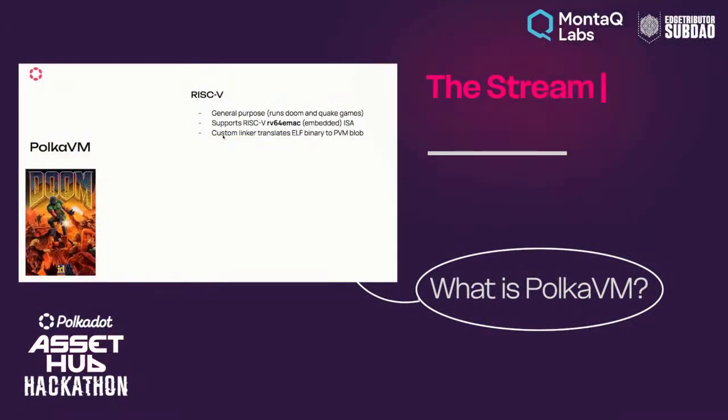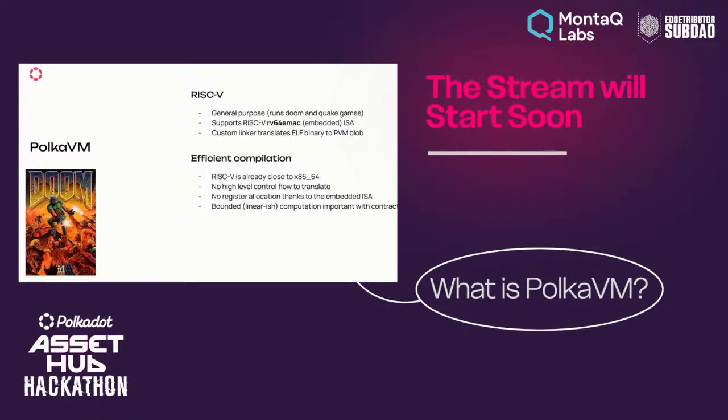So meet PolkaVM. PolkaVM is a RISC-V based general purpose virtual machine. RISC-V based means it's a register machine, and its instruction set architecture looks a lot like RISC-V. We made minor modifications to it, mainly to make it more on-chain friendly, and it supports the RISC-V embedded instruction set architecture. So what you do is you just compile your programs to the CPU, and then our linker translates it into a PVM blob that is then executable by pallet-revive.